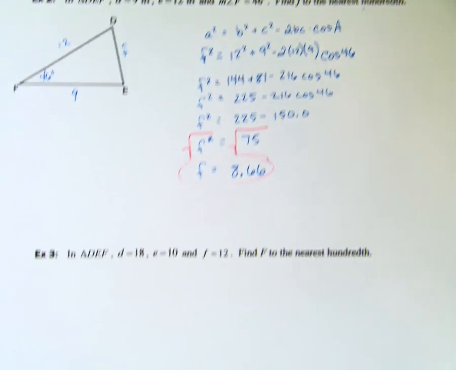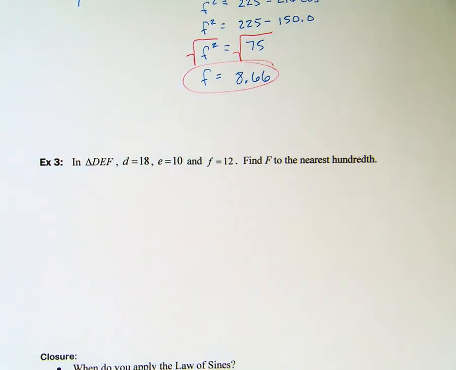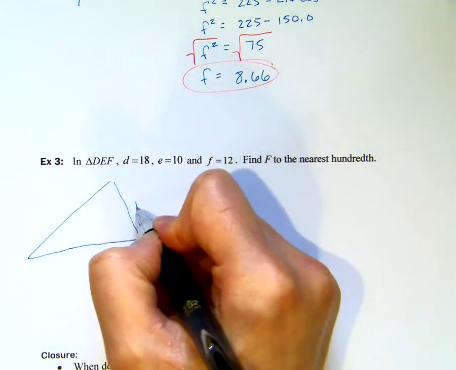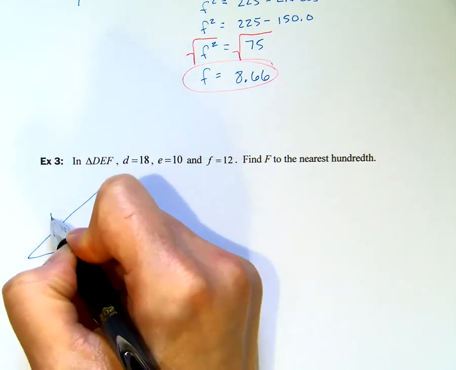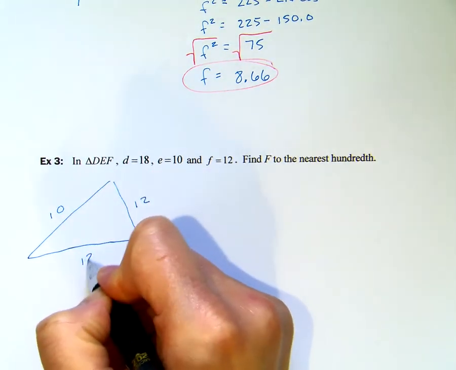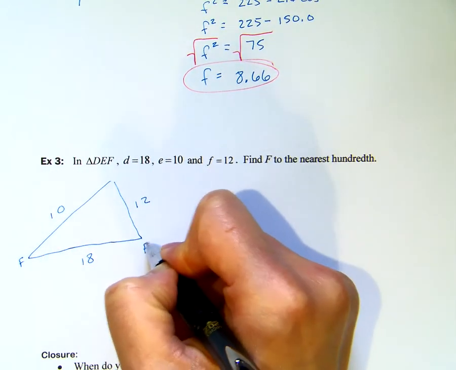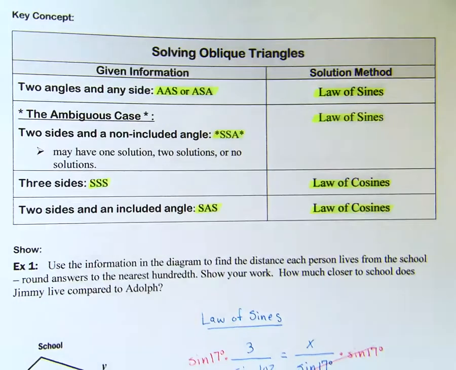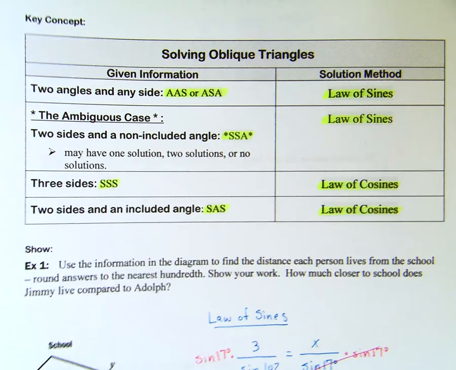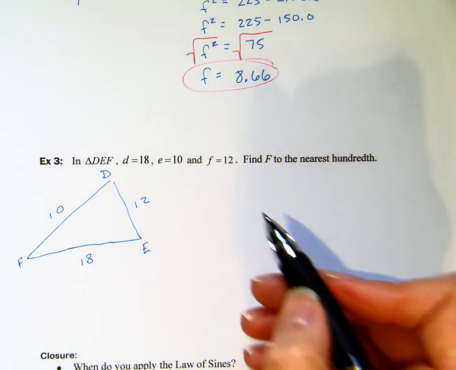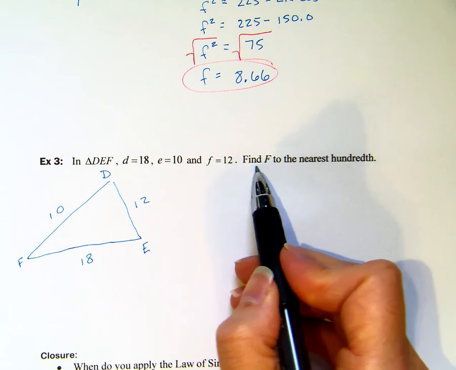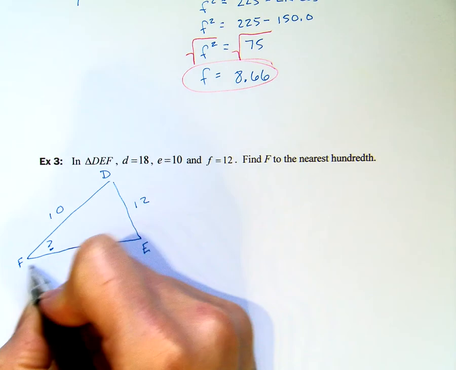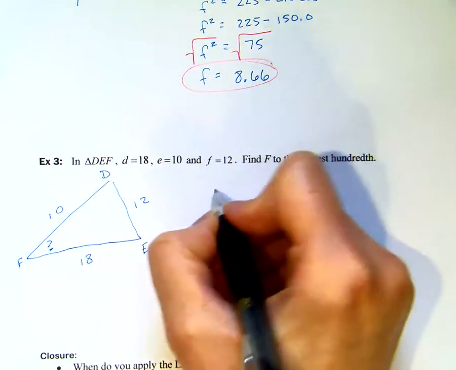Alright guys, now that you've had a minute to give it a try, let's see how you did. Again, I'm going to sketch my triangle so I know what case I have. Side F, side E, and side D. This is an SSS problem. And an SSS problem is a law of cosines. I want to find large F, which is my angle. So I'm going to use angle F and side F as the ends of my formula.